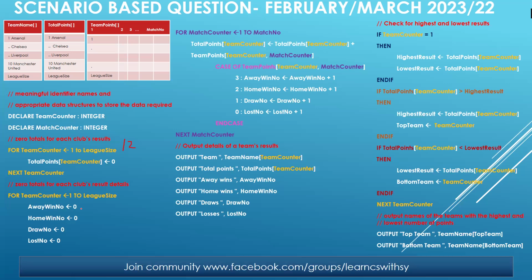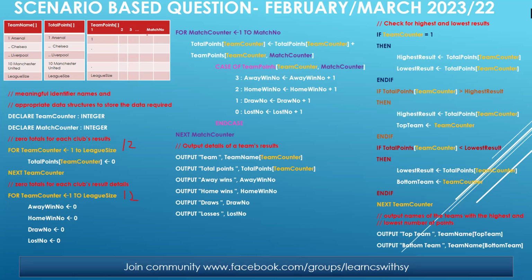Understood this first phase? Now let's move on to the actual phase. I have started team counter, so 1 to league size. It means team counter will hold maybe 1 to 12. I have a total of 12 teams. For the first team, for example, this first team is Arsenal.